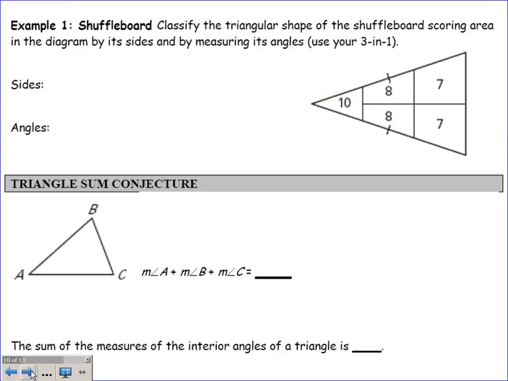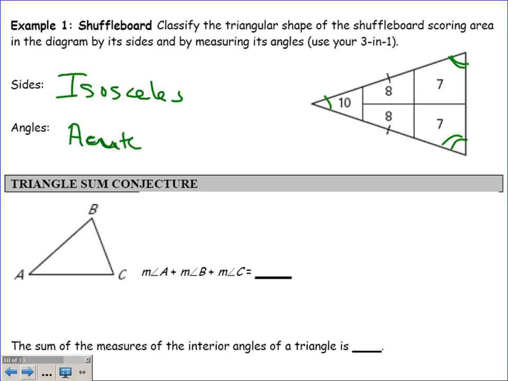For instance, shuffleboard. Classify the triangular shape of the shuffleboard scoring area in the diagram by using the sides and measuring the angles. Okay, by sides, how many sides are congruent? 2, so that would be isosceles. And we're just going to do this by looking today. This angle right here looks kind of small. This one over here looks kind of small. This one over here looks kind of small. So I'm going to say those are all acute. So it's an acute isosceles triangle. That's how I would say that.